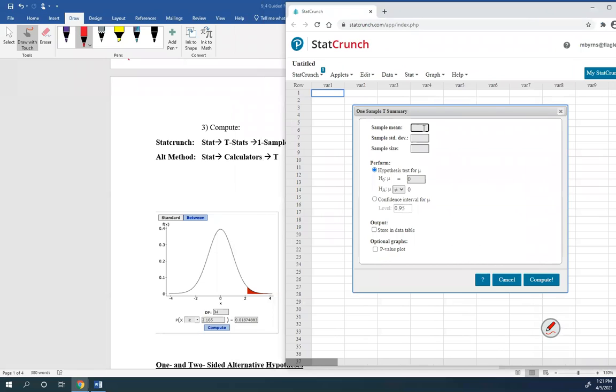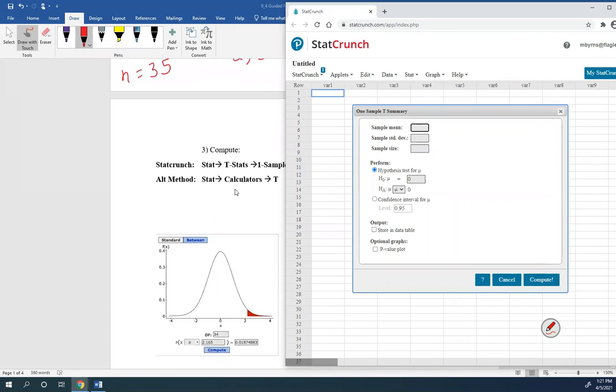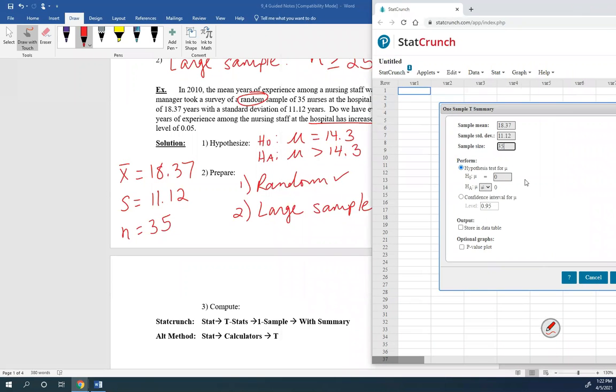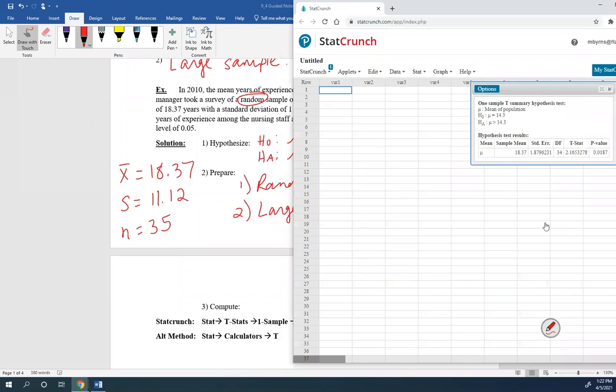All right, so then my sample mean was given to me earlier in the problem. My sample mean back here, remember that was the 18.37 number. My sample standard deviation was also given in the problem, that was S. My sample size is 35. And then your hypotheses, you're going to set those up just like we always do. We're going to use our null hypothesis. This time notice it's mu because we're looking at means. So mu, and it defaults to 0, so I'm going to put in mu equals 14.3. And then my alternative was that the mean was greater than 14.3, so I'm going to put greater than. And then I'm going to click compute.